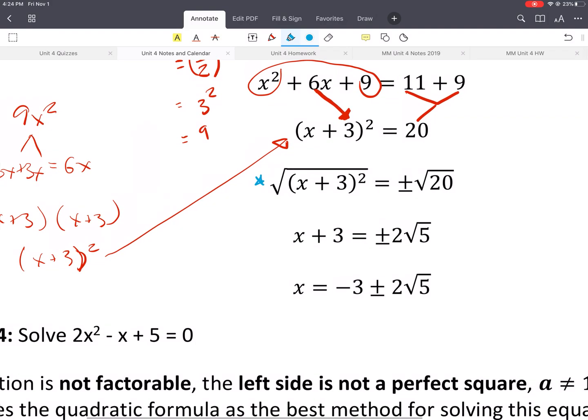And then we'd also need to simplify our root. So we could do 2 and 10, and 2 and 5. Groups come out. That's where we have a 2 in the front. And 5 stays inside because it's not in a group. And then we'd finally subtract 3 from both sides. And you get your answer here.